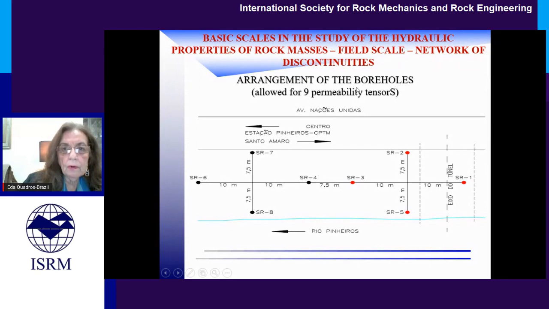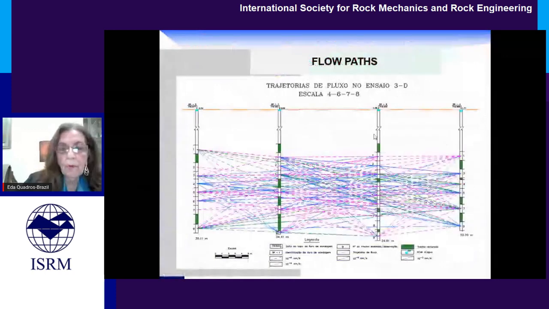And for the tunnel of São Paulo City, we used this arrangement, which allowed us the calculation of 9 permeability tensors. That means in this arrangement, we could investigate 9 scales of tests. And the result for one of the scales is shown here. The same flow pattern, a similar flow pattern, is reproduced for each one of the scales of tests.